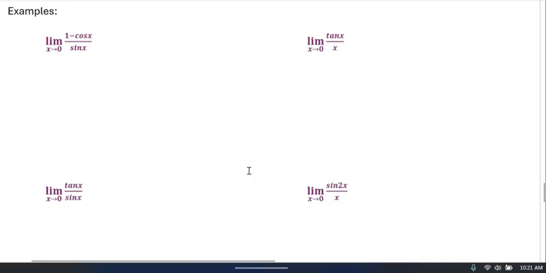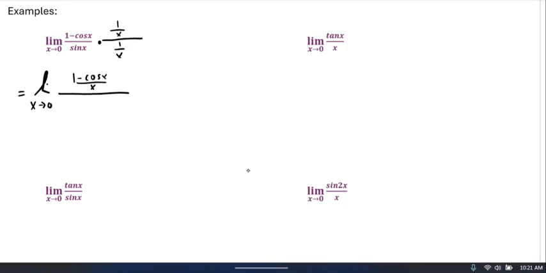So we can do a little algebraic trickery. We're going to multiply by 1 over x over 1 over x. And what we'll get is the limit as x goes to 0 of (1 minus cosine x over x) all over (sine x over x). Cool, we can use the quotient rule now.